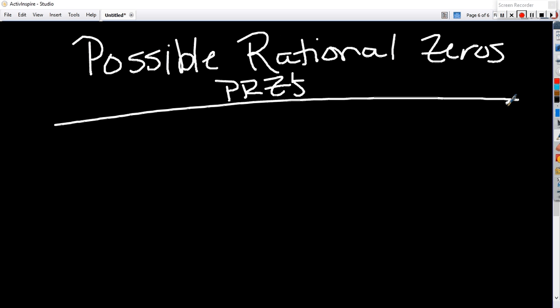But now the question is, what if we have nothing but an equation? Can we find the zeros of the function? And the answer is yes, we can. So PRZs are possibilities. They're things that may or may not be zeros, okay? Then what we're going to do is take those possibilities and test each one until we find one that works.